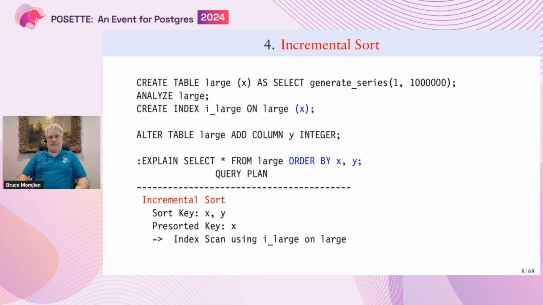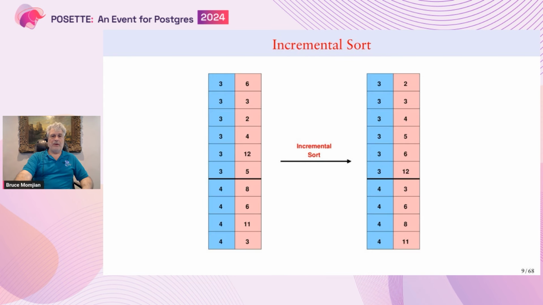Incremental sort, this is the first one that I think is sophisticated. And we've had this for many years. It effectively allows you to use an index for the early parts of an order by and to do manual sorting for the latter parts of an order by. Here, we have ordering by X comma Y. We have an index on X, and we're going to do an incremental sort. We're going to use the index for the X part. We're going to manually sort the Y part.